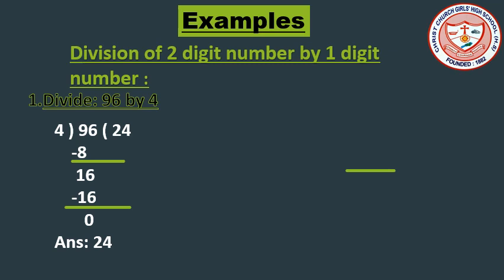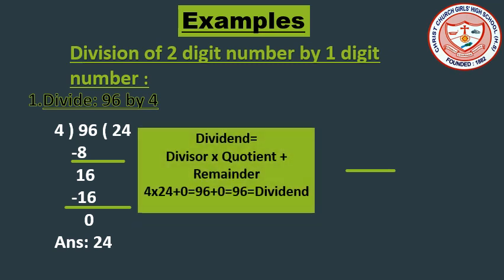Okay? Now, if you want to check whether your answer is correct or not, you'll get a formula over here. What is the formula, girls? Right, I'm sure you already memorized this. Dividend equals divisor into quotient plus remainder.